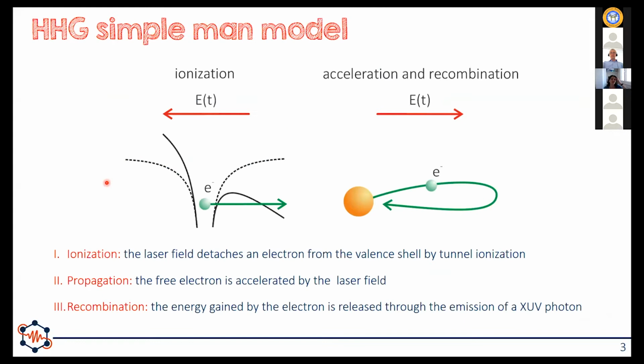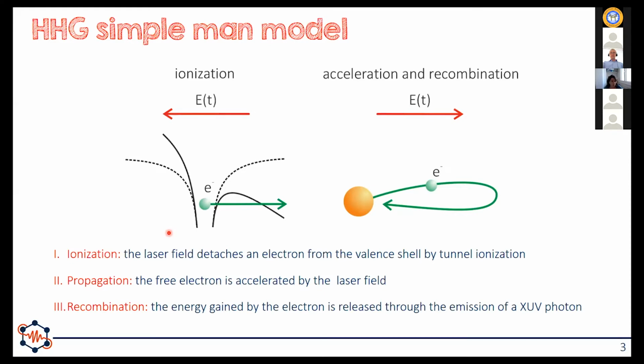So let's start with a very introductory three-step model for the harmonics. As you all know about the process, we have the external laser field that can detach an electron from the valence shell of the atom by tunnel ionization in the first step. Then we have the propagation of the free electron, which is accelerated by the laser field, and then we may have the recombination, and the kinetic energy of the electron is released through the emission of an XUV photon.